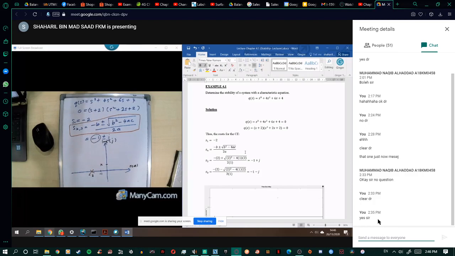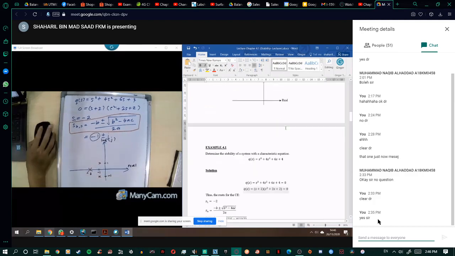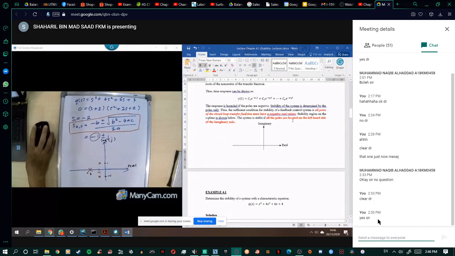Then you get minus 1 also, this one and minus 1. Then you get the third root. Alright, so by looking at the location of the roots, that you put in the imaginary and real plane, right? So let's go back to this one.